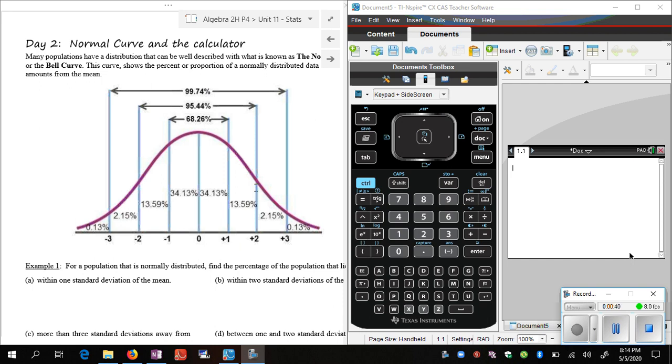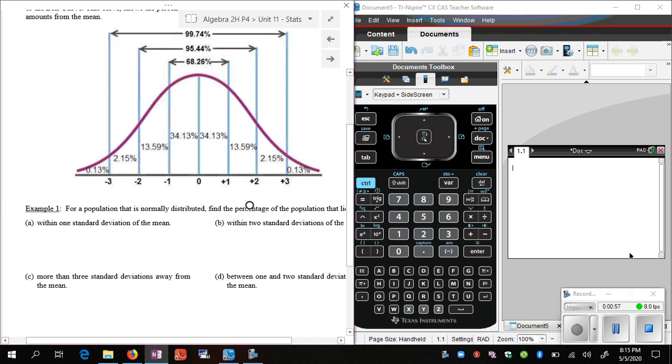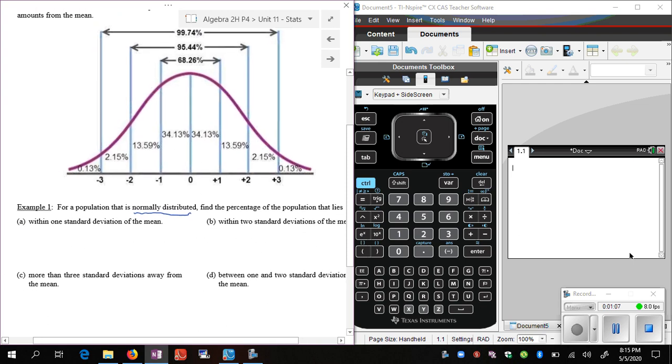So we're going to practice a few questions here where we analyze it by looking at this chart and also analyze it by using the calculator. So if you have a calculator, go ahead and open it up to a calculator page. The first example here shows the bell curve, and it says, for a population that is normally distributed. We need to see that phrase in order to know that we're going to be using the bell curve. Find the percentage of the population that lies A within one standard deviation of the mean.